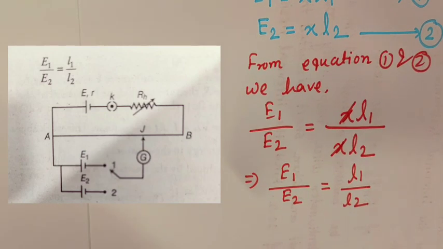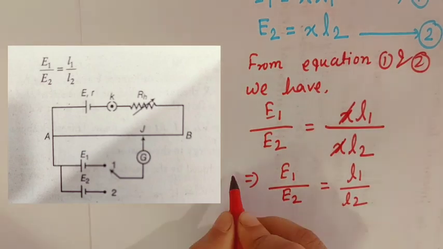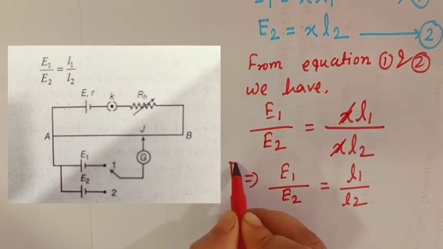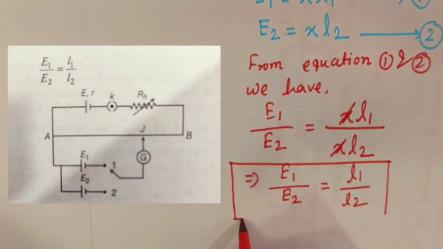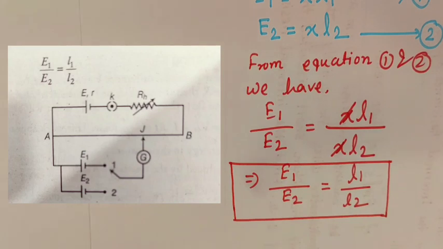A balance point is obtained on the potentiometer wire if the fall of potential along the potentiometer wire due to the driving cell is greater than the EMF of the cell to be balanced. Clear? So this is the equation for comparison of EMFs of two cells.